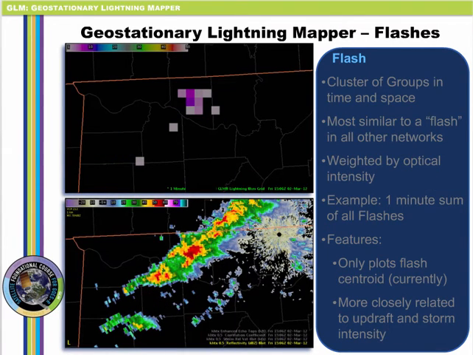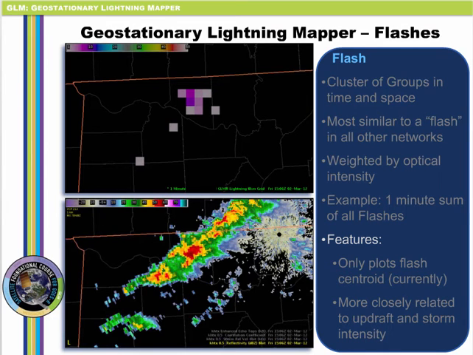Geostationary Lightning Mapper flashes are clusters of groups in time and space and directly correspond to the flashes reported by the ground-based networks. Like the groups, GLM flashes are a radiance-weighted mean of the groups that comprise the flash. This example shows a 1-minute summation of all flashes as a density product, revealing several features.